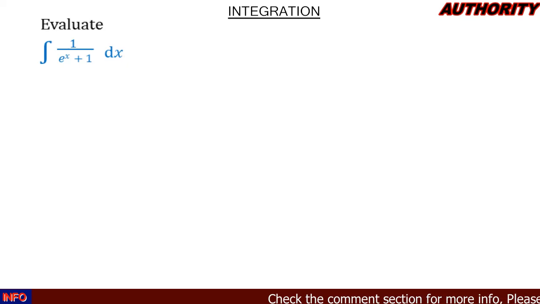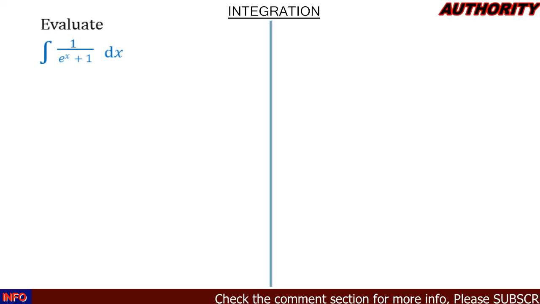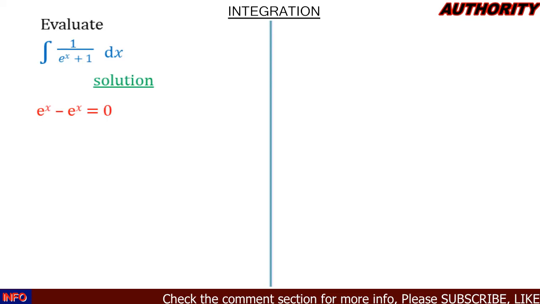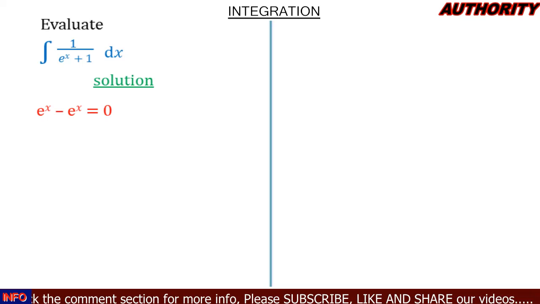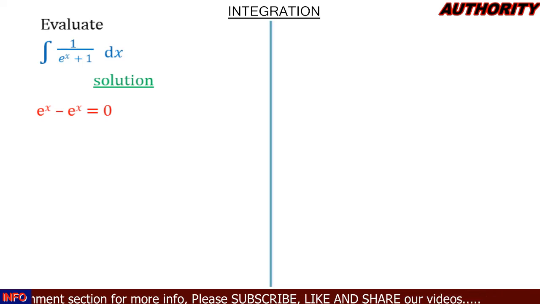Please pay attention. Now, you know that when you say e to the power of x minus e to the power of x, what will it give you? 0. We know it, right? Because we have e to the power of x in our denominator, that's why we want to use that. It's going to give us 0, okay?